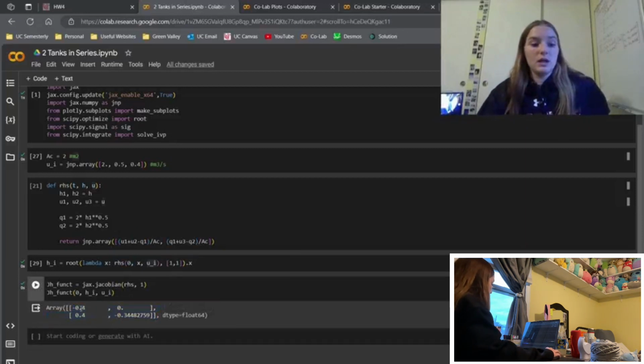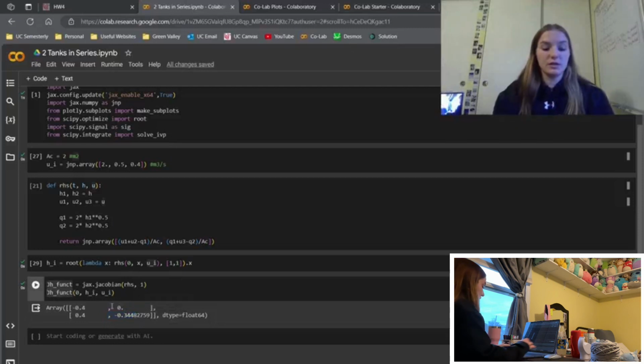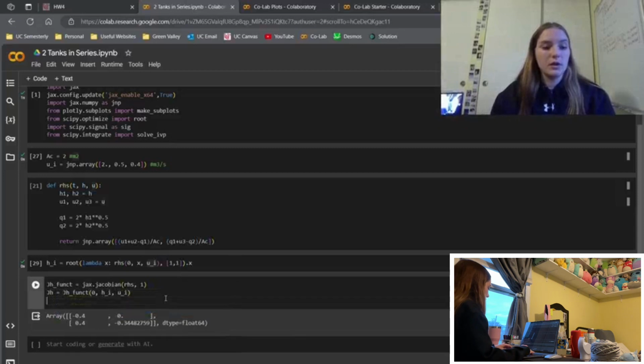So we can see that our first value is our dh1 over dt with respect to h1, and then with respect to h2, and our dh2 over dt with respect to h1 and with respect to h2. So we are going to set this equal to jh so we can pull our values easier.